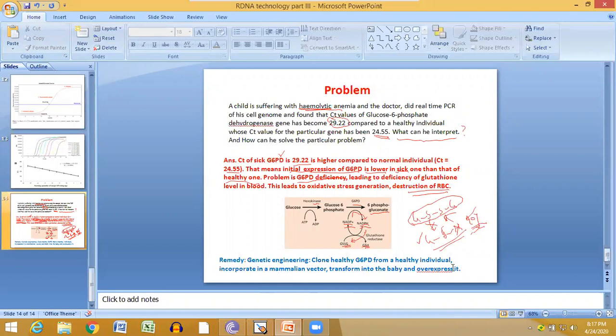The normal cellular G6PD level, the normal cellular glucose 6-phosphate dehydrogenase level, will be restored. So this is the way you have to think, and you have to apply your recombinant DNA technology knowledge with all your PCR, real-time PCR, and cloning, your expression, your vector, which kind of vector, what kind of expression you do, everything to solve the problem. I have just given you one example to show you that.